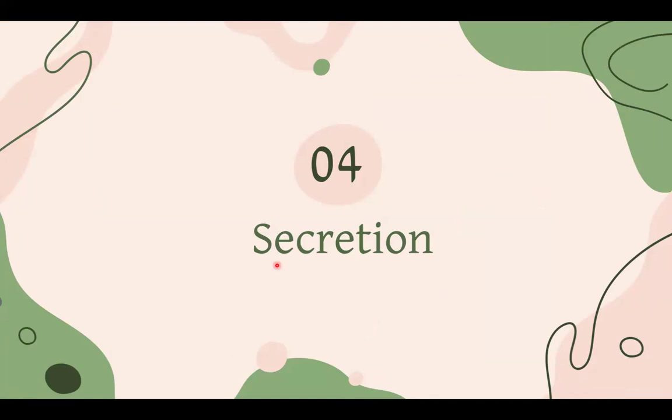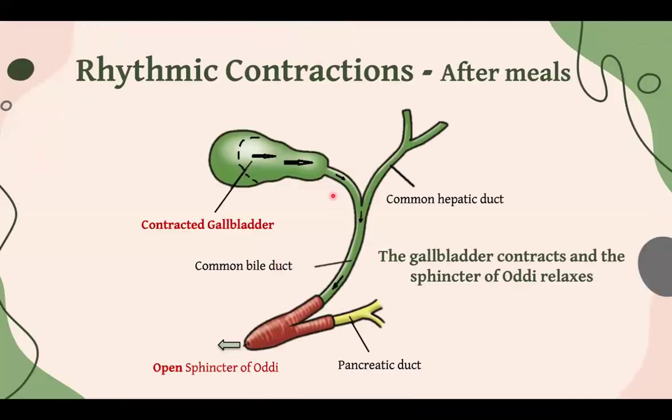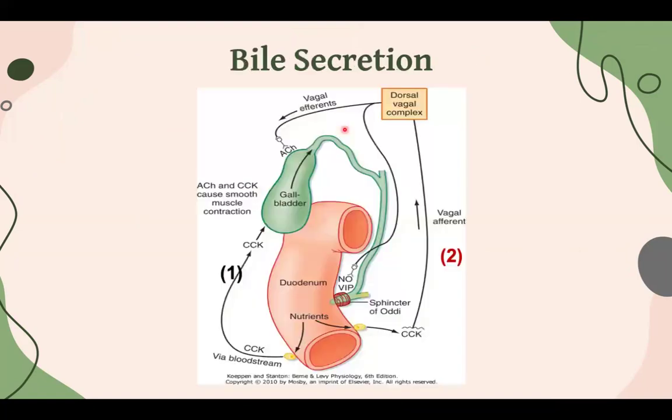Now, when you have a meal, you need bile, right? To hydrolyze lipid, to absorb lipids. So when you have a meal, the gallbladder starts contracting. It releases the bile, which passes through the common bile duct, and then the sphincter of Oddi opens and secretes bile into the intestines. Okay. Now let's look into more details of how this happens.